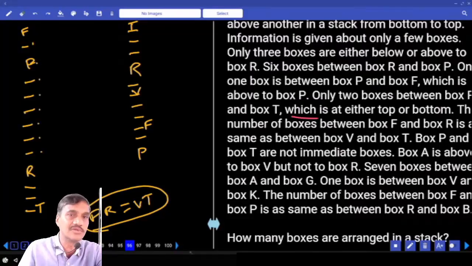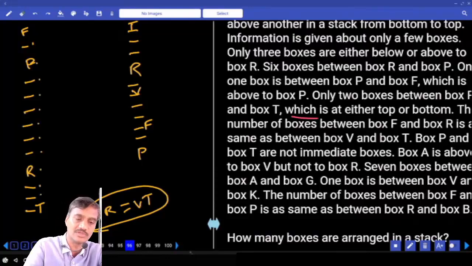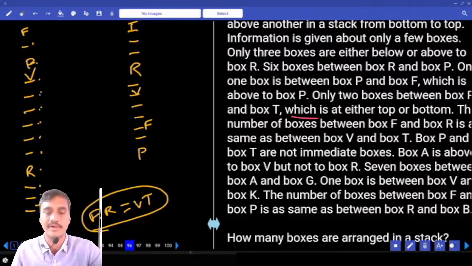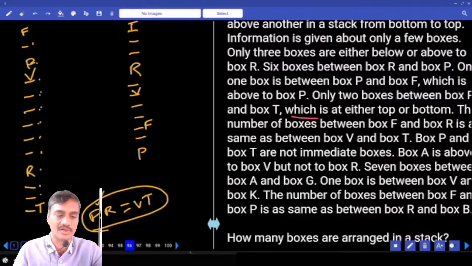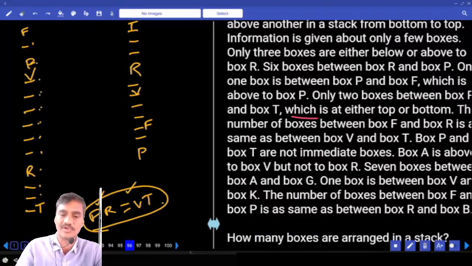And in between T and V we need to have 8. 1, 2, 3, 4, 5, 6, 7, 8. Number of boxes between F and R is 8 and V and T is also 8. Now in this one F and R there are 6, 6 or 4, 4 and V and T there are 4. Done with this? And next one.